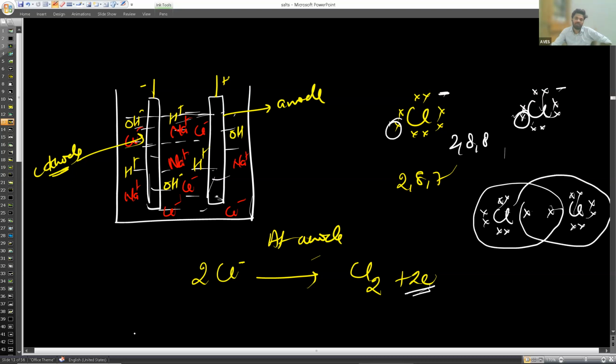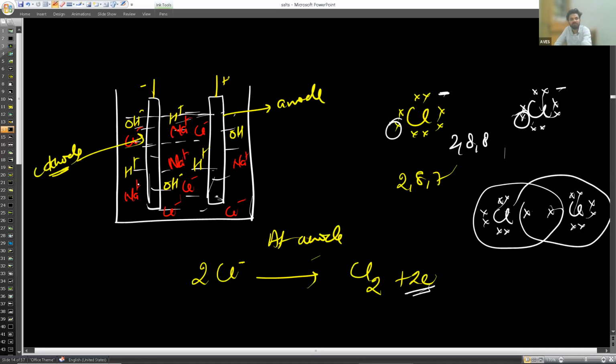Now, what is going to happen at the cathode? At the cathode, we have Na positive and H positive ions. You may ask why Na does not become solid Na. Na is a good electron donor, not an electron gainer.